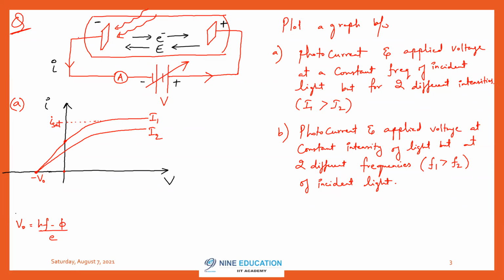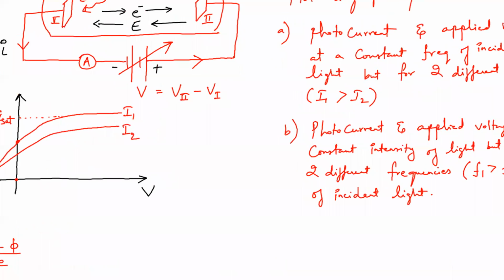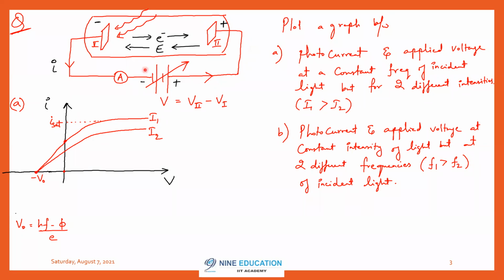If I call this as plate 1 and if I call this as plate 2, so what will I write for V? V is equal to second plate minus first plate. Because the positive terminal is connected to the second plate and negative terminal is connected to the first plate. So what is this V? Potential of this positive plate. Positive plate is called anode and negative plate is called cathode. So potential of anode minus potential of cathode.